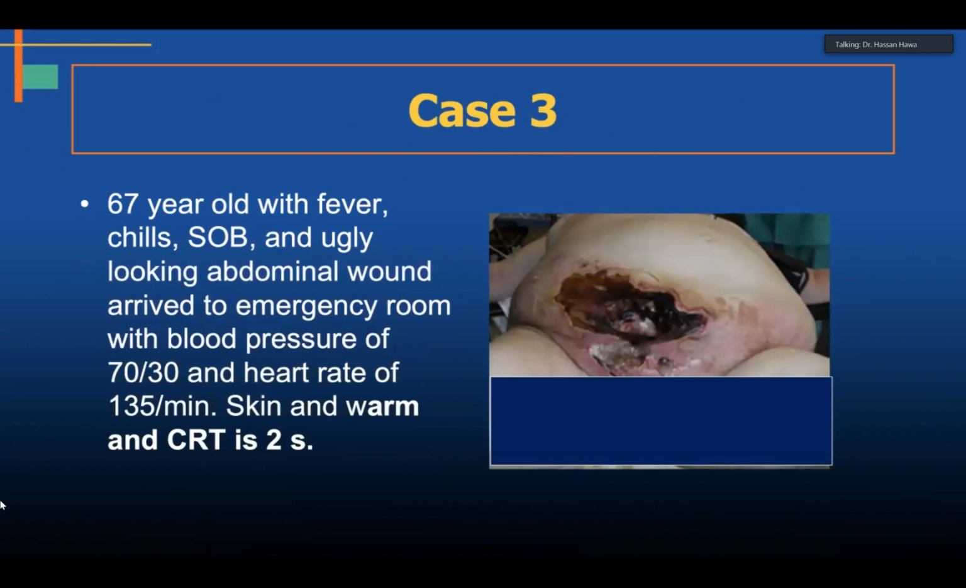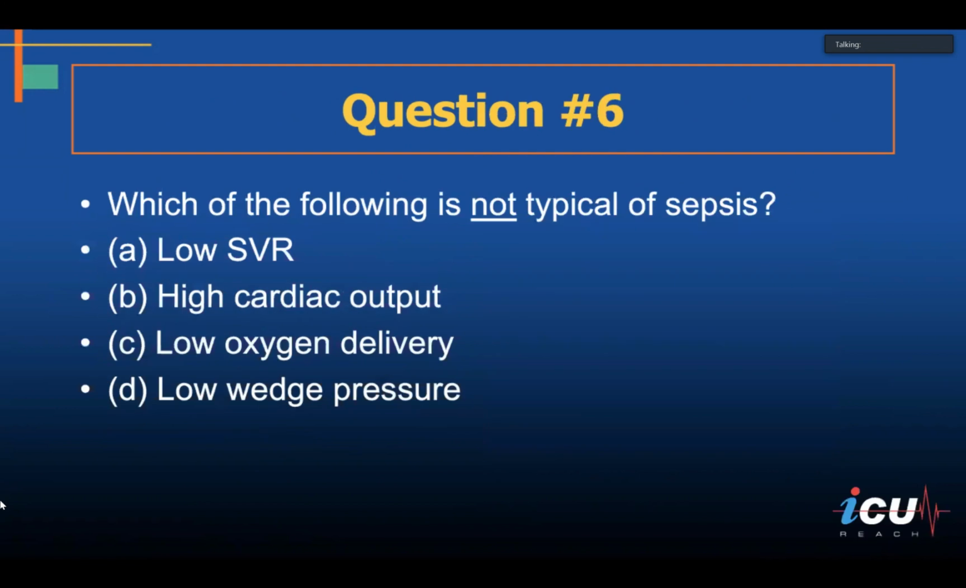Case 3, 67-year-old with fever, chills, shortness of breath, and ugly-looking abdominal wound arrived to emergency room with blood pressure of 70/30 and heart rate of 135. Skin is warm, and capillary refill time is 2 seconds. So again, the question, which of the following is not typical of sepsis? You will have low systemic vascular resistance, high cardiac output, low oxygen delivery, or low wedge pressure. We are saying not typical of sepsis.